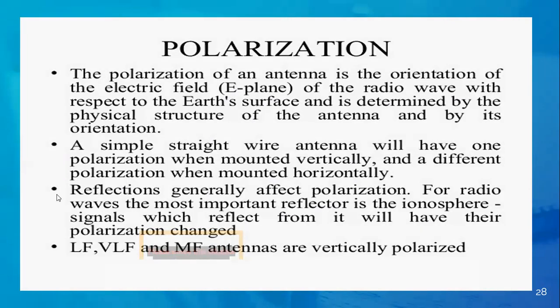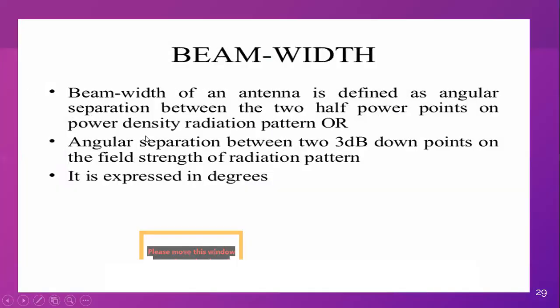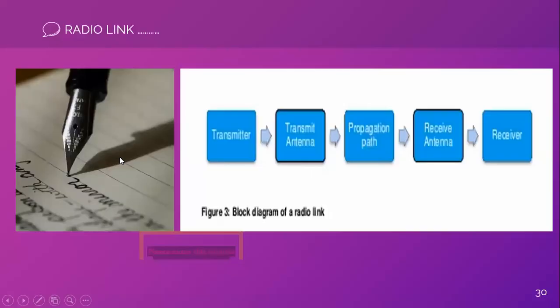So beam width is the next one, one of the parameters we are interested in while designing. Beam width of an antenna is defined as the angular separation between the two half power points of the power density radiation pattern, the angular separation between the two 3 dB points. How we got this 3 dB, we will see very soon with the help of the curve in the next session. We are interested in finding the field strength of the radiation pattern in terms of the degree.